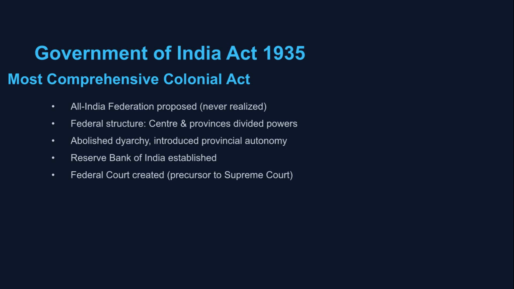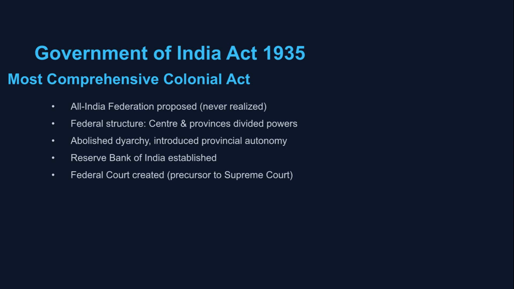The Government of India Act of 1935 was the most detailed and comprehensive constitutional document of British rule. It contained 321 sections and 10 schedules, massive in scope. The Act proposed an all-India federation comprising British Indian provinces and princely states as units. It divided powers between the centre and provinces into three categories: Federal List, 59 items, for the centre, Provincial List, 54 items, for the provinces, and Concurrent List, 36 items, for both. This three-list system was revolutionary. Residuary powers were given to the Viceroy.